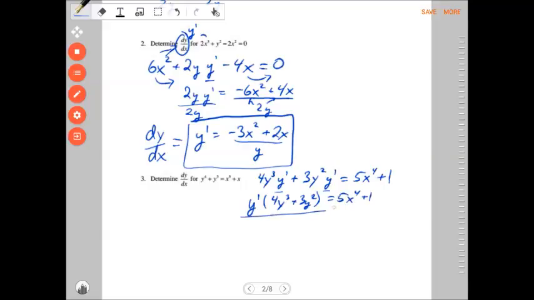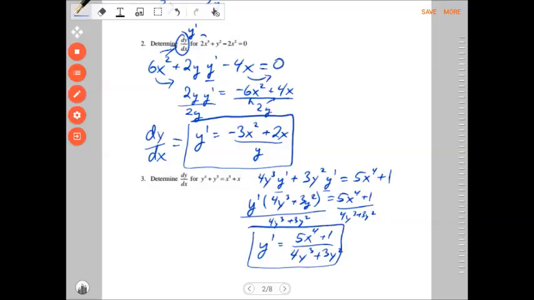So now we just divide. 4y cubed plus 3y squared, 4y cubed plus 3y squared. And so then y prime equals 5x to the fourth plus 1 divided by 4y cubed plus 3y squared. And that is our derivative. Hooray! All right, so not crazy evil, but certainly getting there.